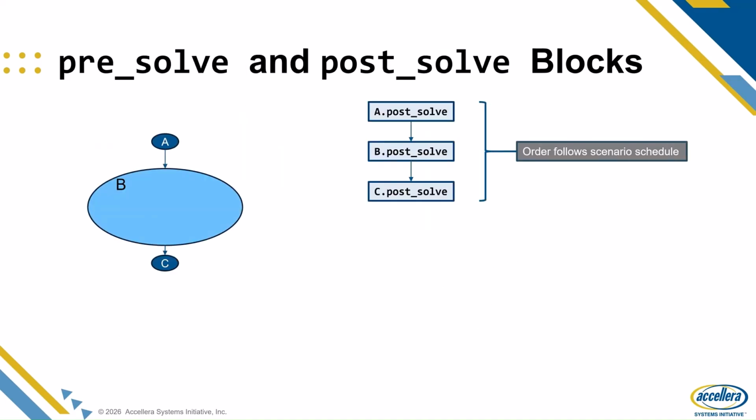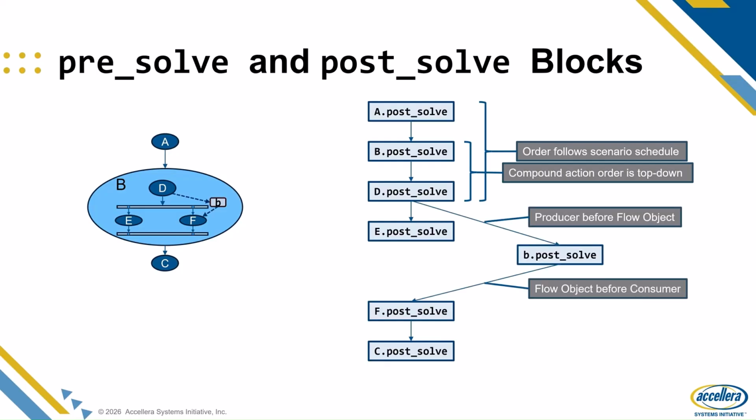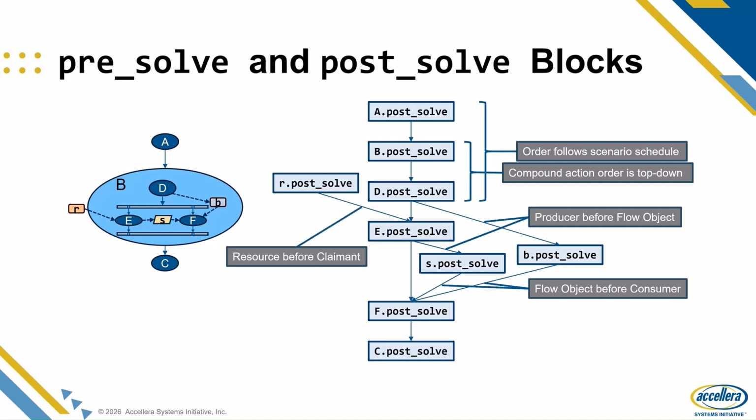Pre- and post-solve evaluation follows the scenario schedule, so here the blocks run for A first, then B, and then C. Within a compound action, the order is top-down, the parent before its children, so D follows B, and then E and F. For data flow, the producer runs before the flow object, which runs before the consumer, so the buffer follows D, and F follows the buffer. The same holds for streams. So although E and F are traversed in parallel, their blocks run E, then the stream, and then F. For resources, the resource runs before any claiming action, so R precedes E, and its order relative to A, B, and D is undetermined.